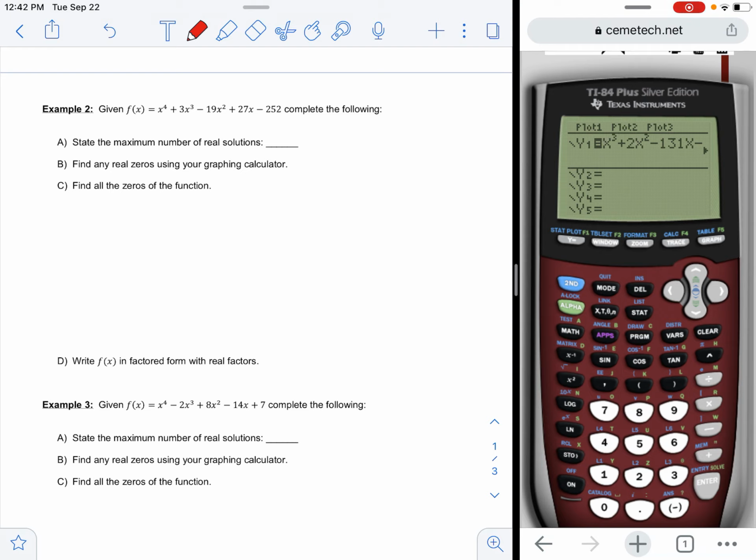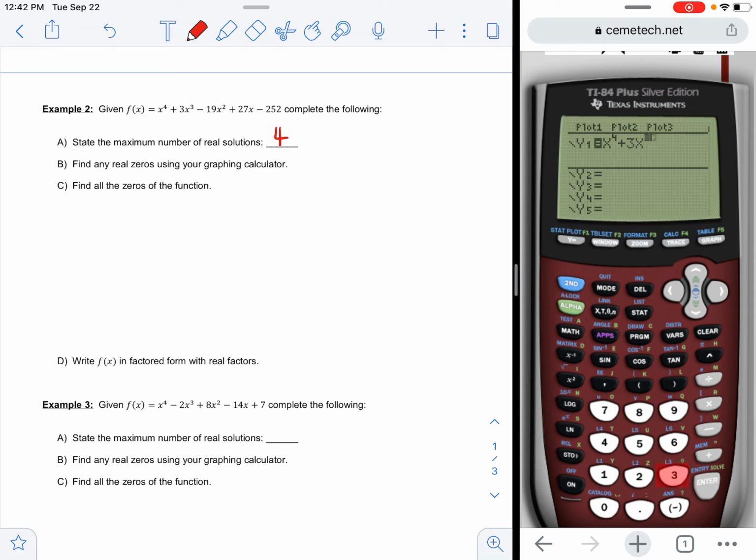Given this quartic function, complete the following. State the maximum number of real solutions. It's a 4th degree polynomial, so I could possibly have 4 solutions here. Find any real zeros using your graphing calculator. So y equals, I'm going to go ahead and clear this out. Make sure you clear and not write over it. It gets a little weird if you try writing over it.